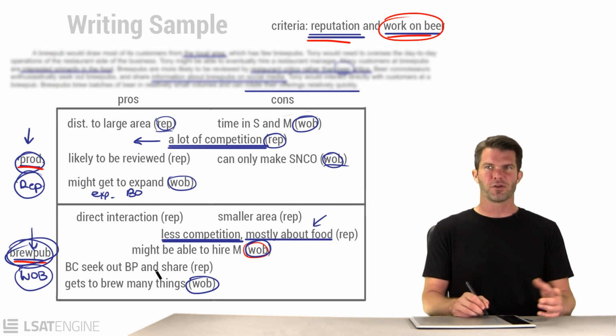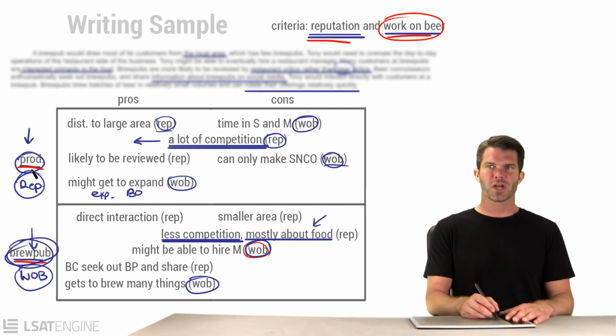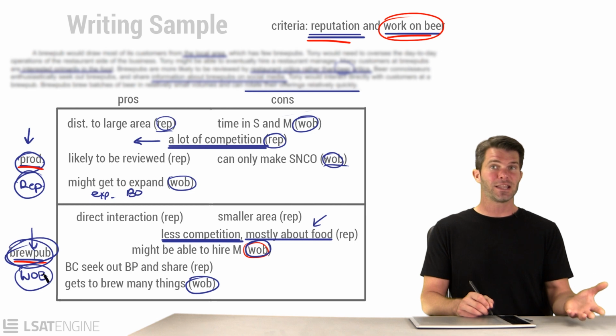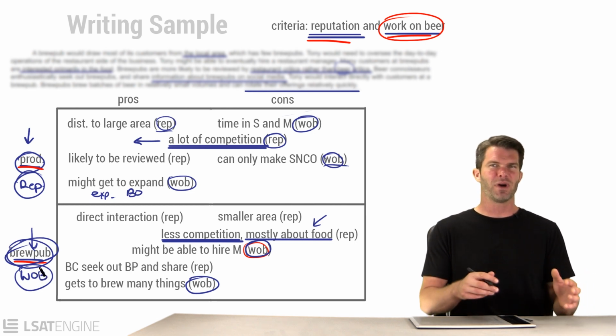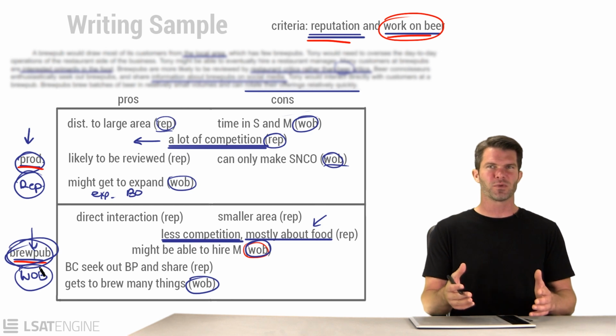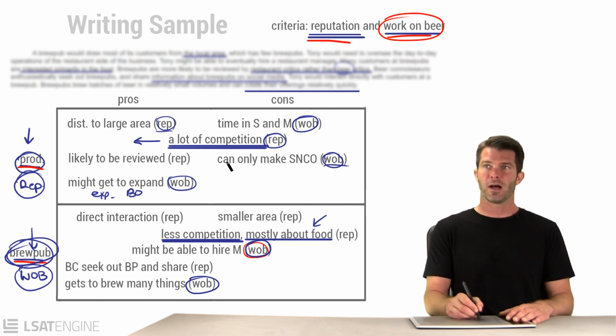So you can spin things that are in the middle depending on which side you're advocating. You can't say things that aren't true. Don't overstate things. That's a bad move. You might feel like that's making your argument more persuasive, but you're really just lying, and that's not an okay move to make. And then you can spin this against the top argument. So the fact that there's a lot of competition, if we're arguing for the brew pub, we're going to make that sound like a bad thing. We're definitely not going to ignore any cons.